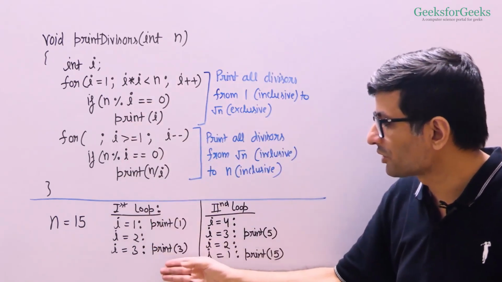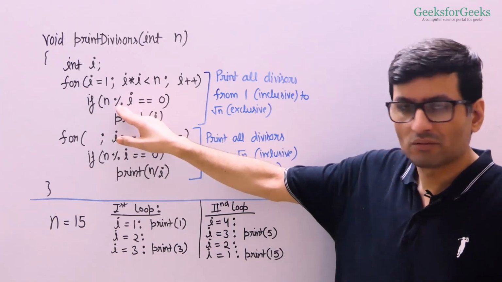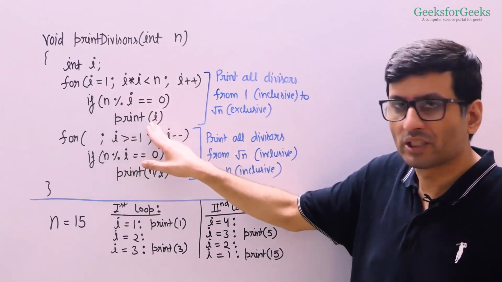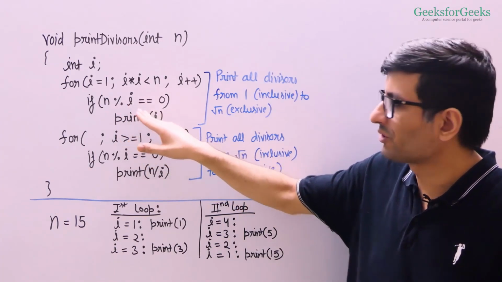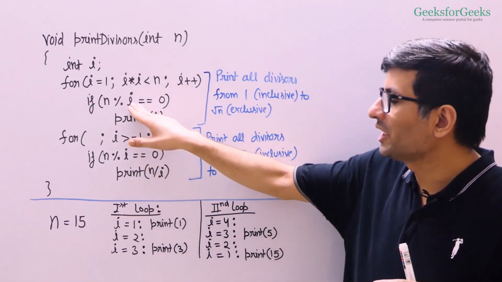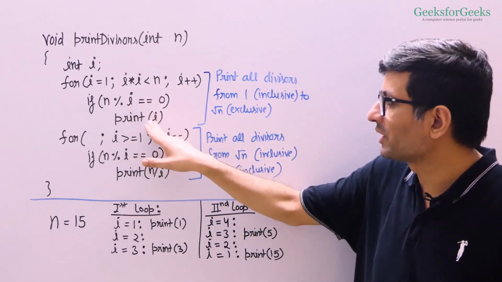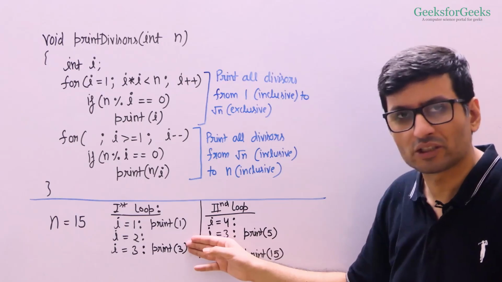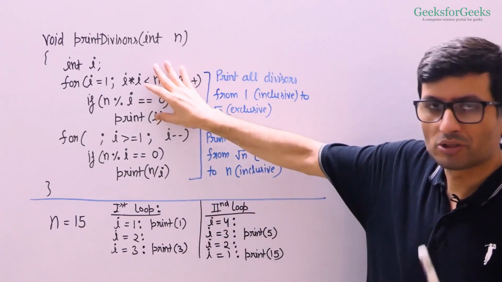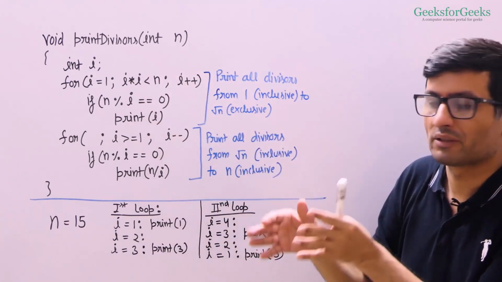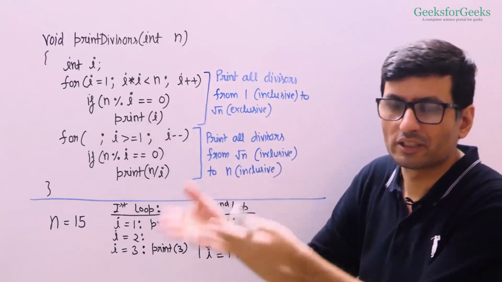So what happens from 1 to 3? When you run for I equal to 1, 1 divides 15, so you are going to print 1. Then 2 does not divide, so you are not going to print 2. 3 divides 15, so you are going to print 3. So you get 1 and 3 on the screen. And then you stop this loop. So when you stop this loop, your I is 4, right? You stopped because 4 into 4 was greater than 15.